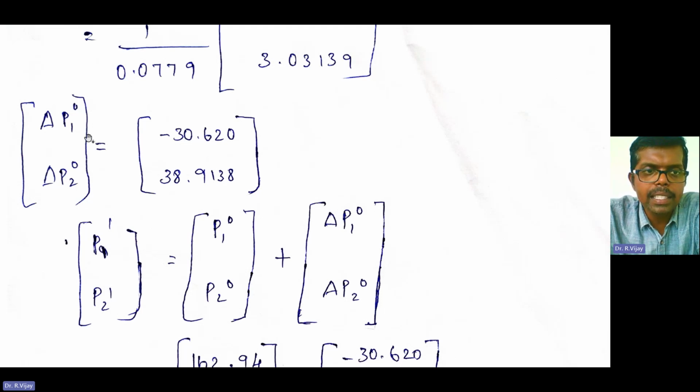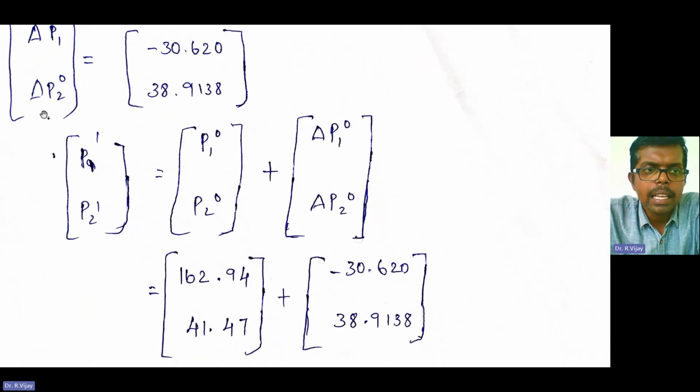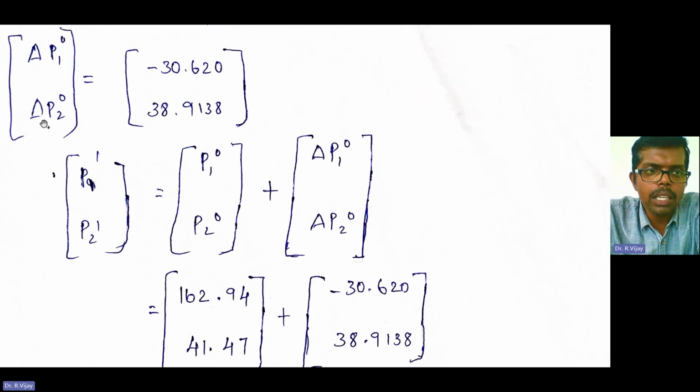We are getting del P1 naught and del P2 naught equal to the matrix of minus 30.620 and 38.9138. That is the change in power. So this is the change del P1 naught and del P2 naught.